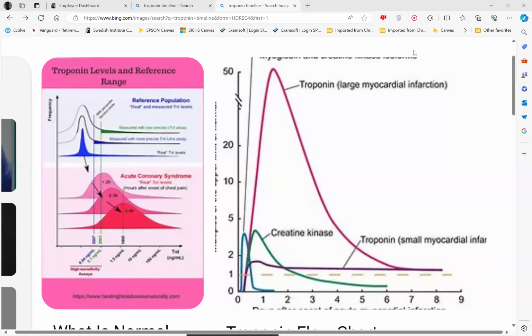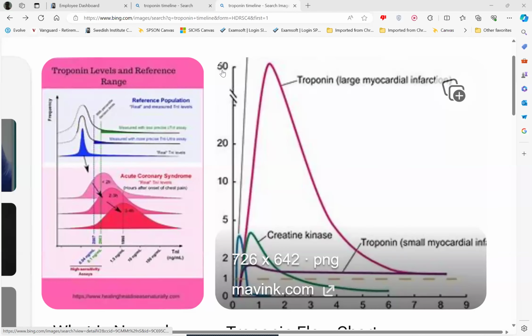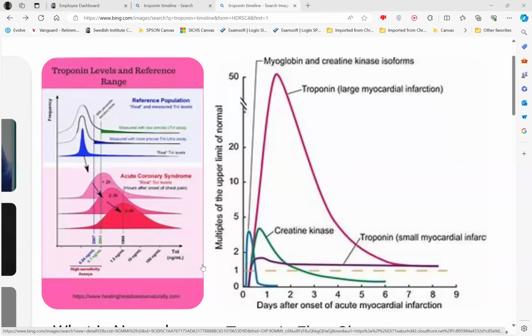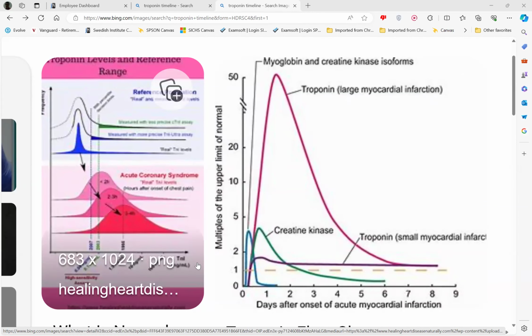Okay, so this is the timeline. On the vertical axis, you see the levels of troponin and CK-MB, and on the horizontal axis, these are days. This is not hours, these are days after the MI. Which one rises first? CK is green, troponin is red, and blue is myoglobin.